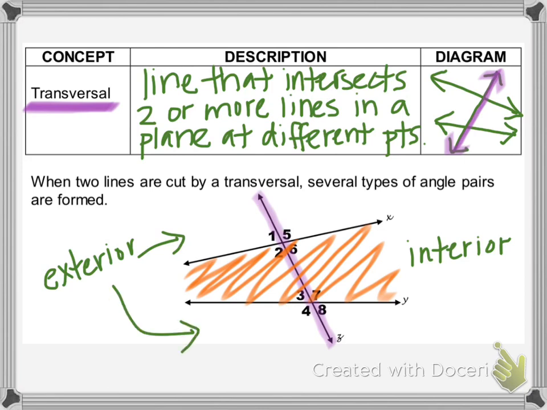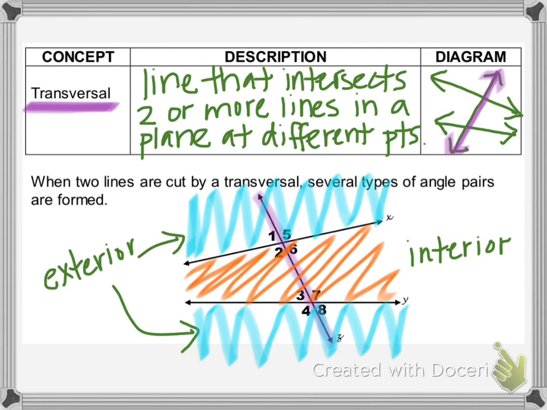And I can shade in that area with, we'll do another color, maybe this cool blue color. So this blue part would be the exterior, and so is this other blue part. So it's really important that we understand the difference between interior and exterior because we're about to learn lots of vocabulary terms. So basically, if I pick any two of these 8 angles, there's some type of relationship. And so we need to learn, well, what are those kinds of angle pairs called? And then in the next lesson, we'll learn, what does that mean? What does that relationship look like?